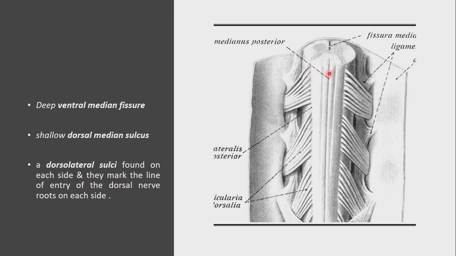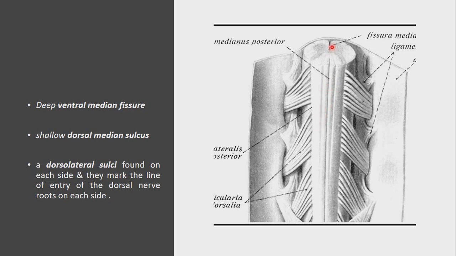Complete the structure of the spinal cord. You can see here, if this is a longitudinal section, this is the ventral median fissure, which looks deep. This is the ventral, while the dorsal median sulcus is shallow. And at the side of this, there are two dorsolateral sulci, and these are found on each side of it, and they mark the line of entry of the dorsal nerve roots on each side.